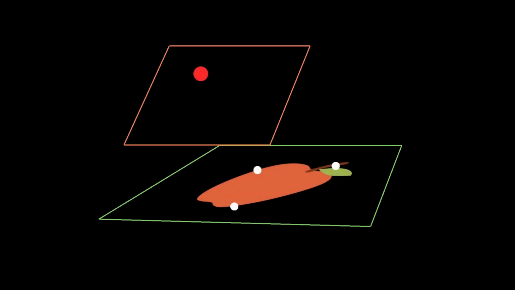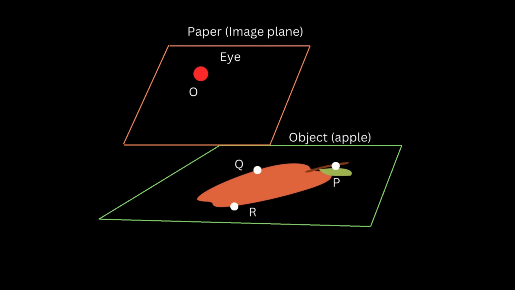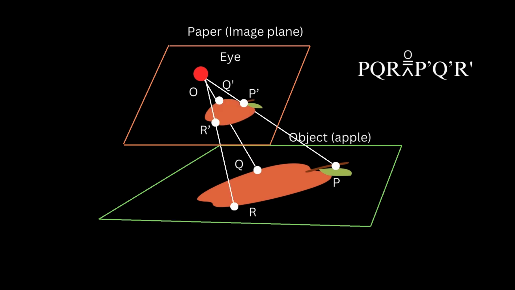Now let's understand how to project an object. Say this red point O here is our eyes, this orange plane is our paper or what we see, and these points P, Q, and R on the green plane are parts of the object we want to draw onto the page. If we connect these points to O, the points at which the lines intersect our paper, P prime, Q prime, and R prime, is where we draw the object.